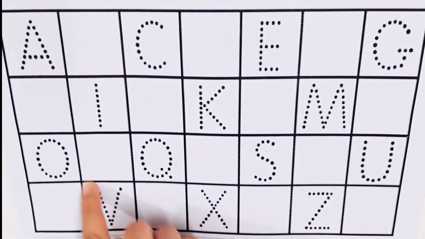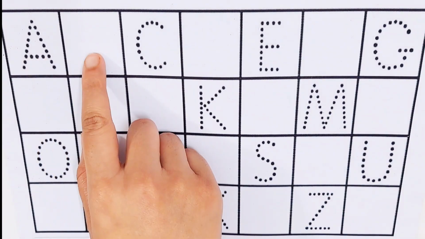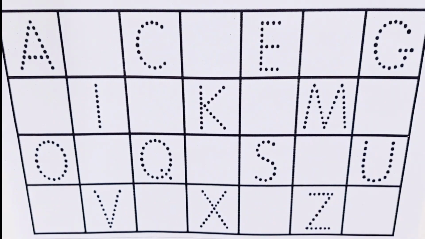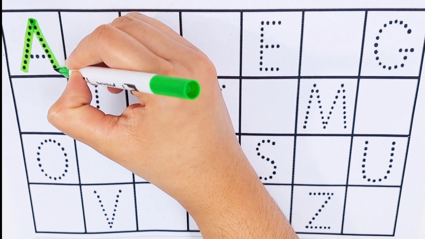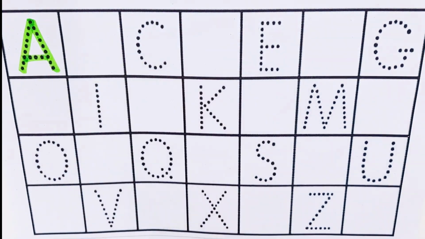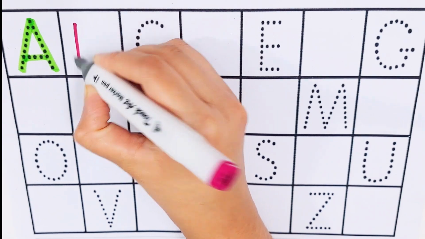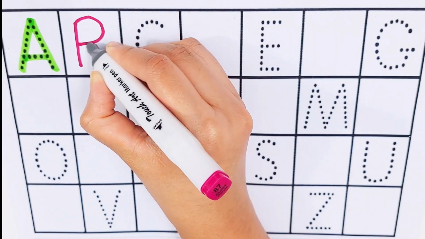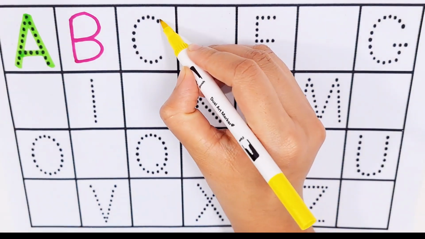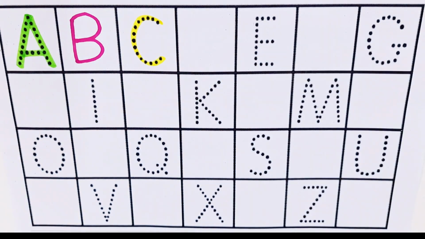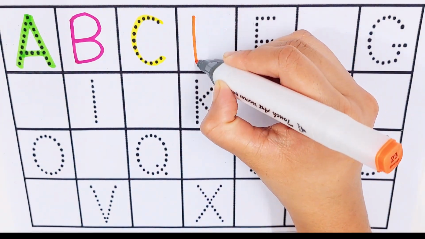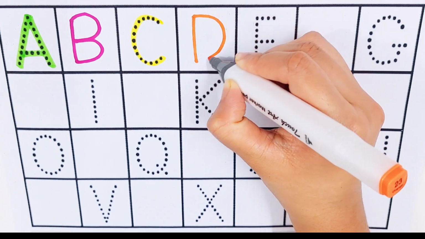Today we are trying to learn some alphabets. A, B, C, D. A for ant. B for bird. C for cat. D for door.